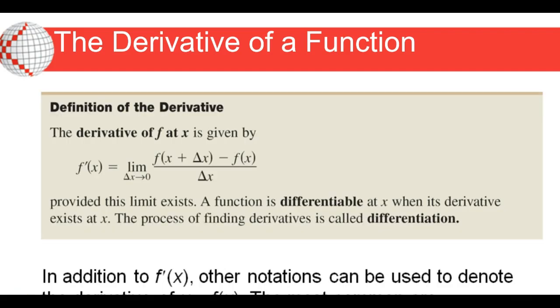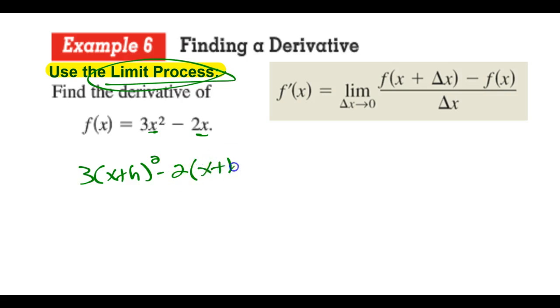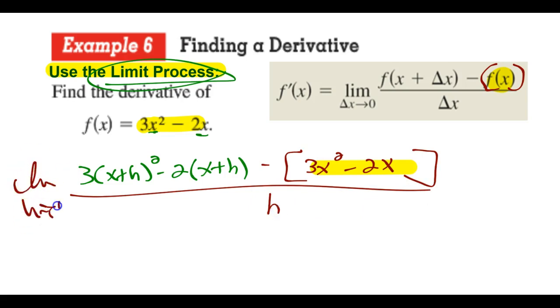Just did that problem. So to find the derivative using the limit process, every time you see an x, replace it with x plus h. So 3(x plus h) squared minus 2(x plus h). Then subtract off the function. You may want to put that in parentheses. And the function is here in yellow, here in yellow, here in yellow. So I'm just going to subtract off 3x squared minus 2x, all divided by h. The limit as h goes to 0.